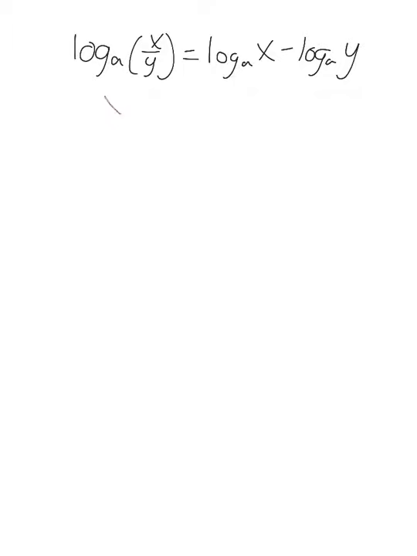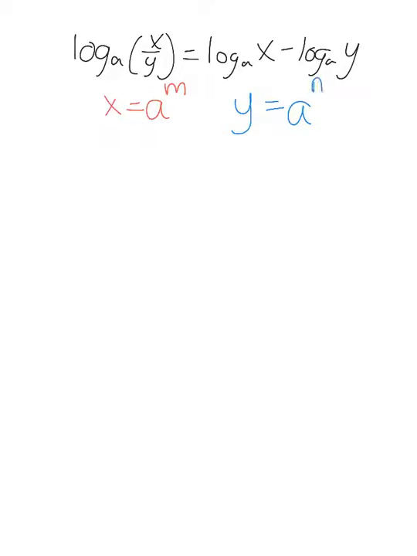So I'm going to say that x is just some number, and it can be represented as some other number to a power. Likewise, I'm going to say y is another number that can also be represented by some power of a, but just a different power of a, because it's different than x.